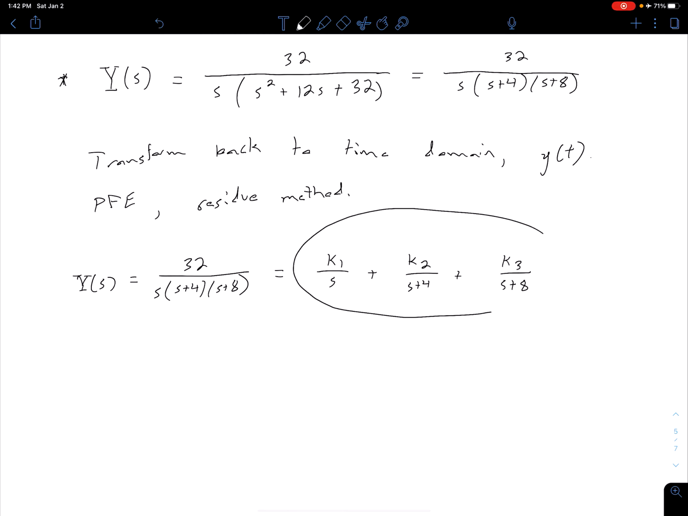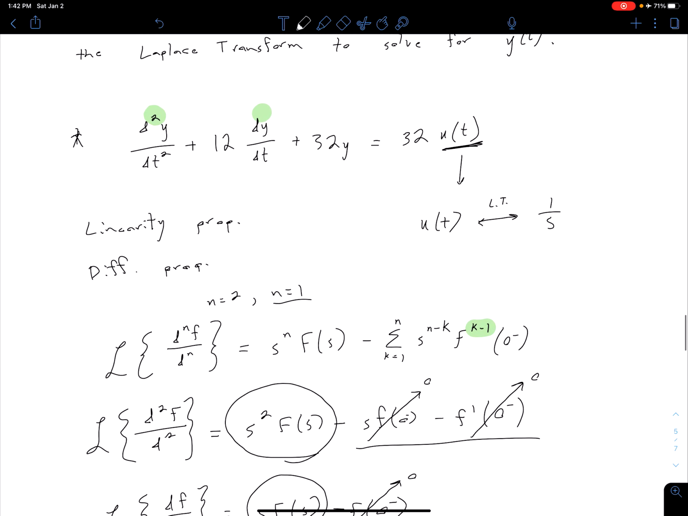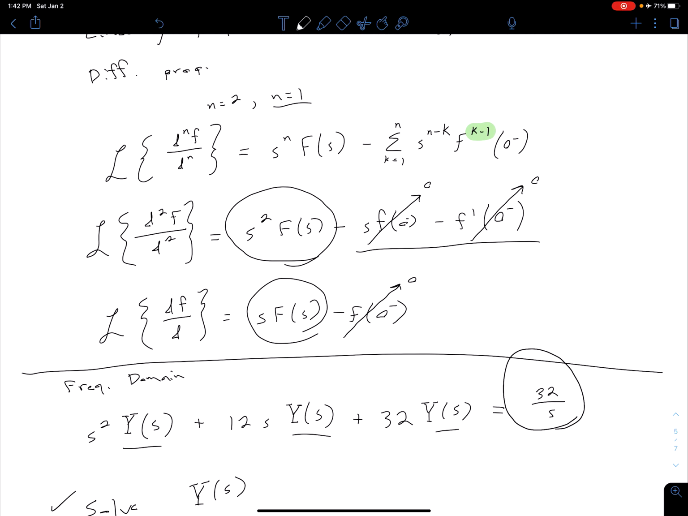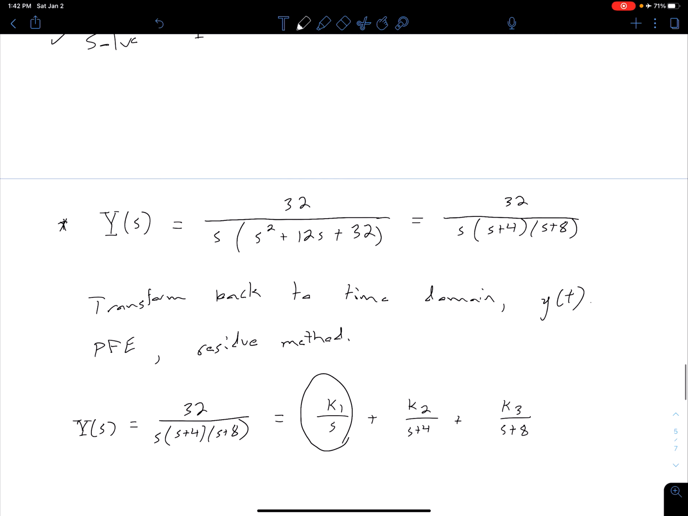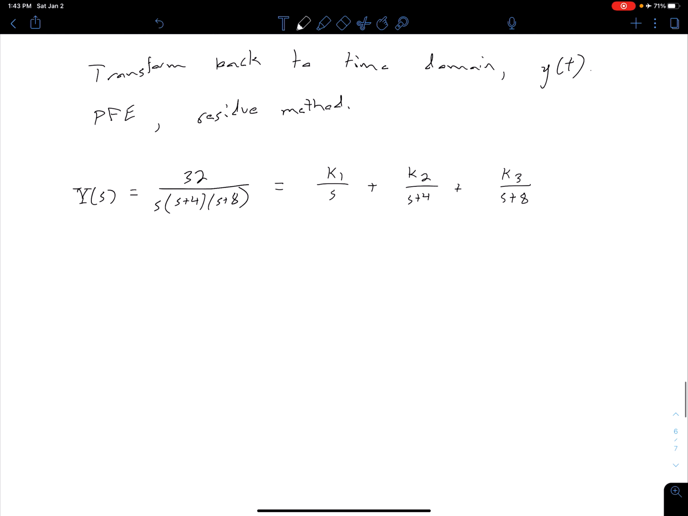And so looking at the right side of this equation, we can do what we talked about earlier. We can compare to the table and we can say, all right, this is pretty easy. So for example, even earlier in this problem, we saw that a 32 u of t became a 32 over s. So if we just sort of run that backwards, we know if we have some number over s, then that's going to become that number times u of t in the time domain. And then similar idea as far as what we want to do with those second and third terms as well. But we need to figure out what k1, k2, and k3 are.